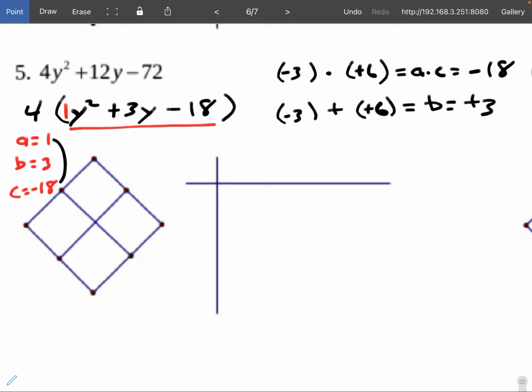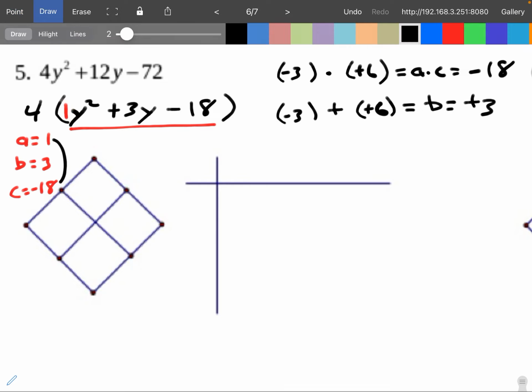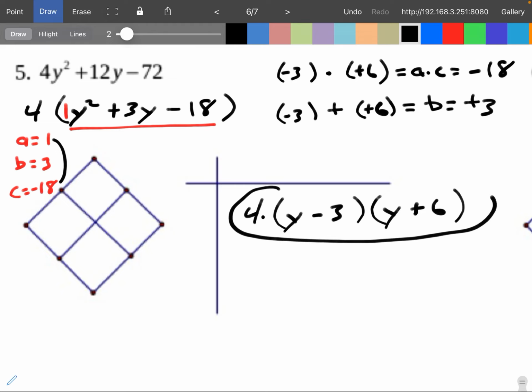Okay, so then, again, our A is 1 on this one. Since this A is 1, when I bring it down, you're just going to have 1y, which is just the same thing as y. So our final answer is going to be a y and a y. Then we have a -3 and a +6, so it's going to be -3 and +6. And then don't forget to bring that common factor of 4 down in front. And that's it for that one.